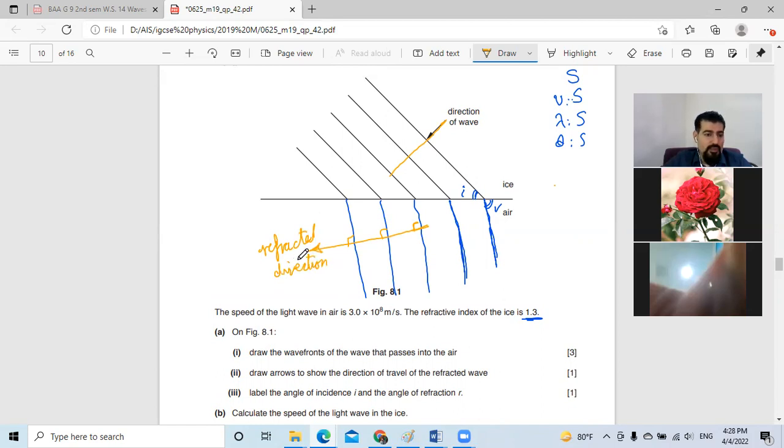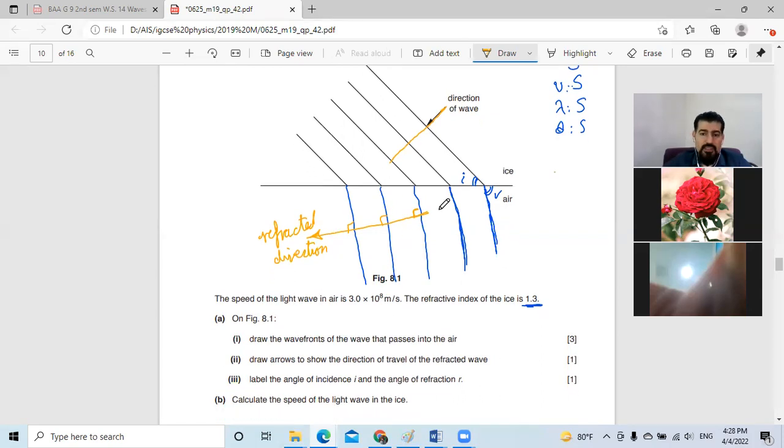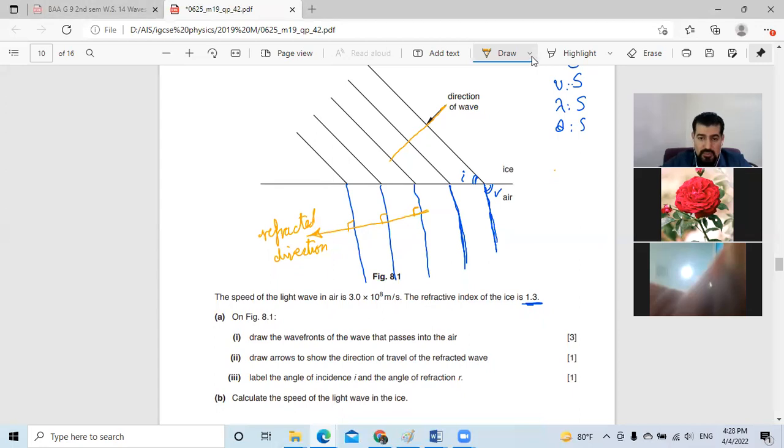Now, one of the questions they ask: "Sir, isn't the angle of incidence measured with the normal?" Do we have a normal here? We don't have a normal. So if I want to draw a normal at one of the points, this is the normal, for example. That means this is the direction of the arrow.